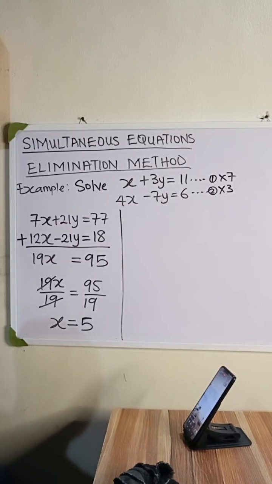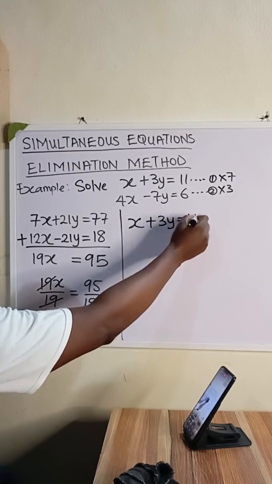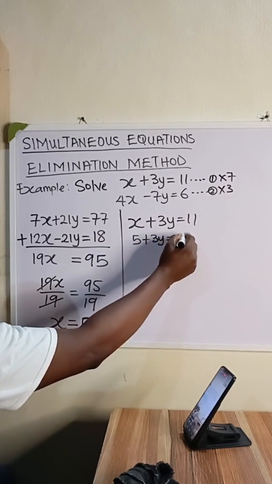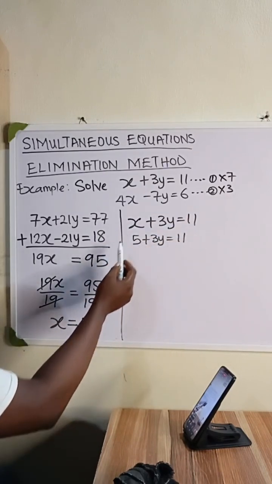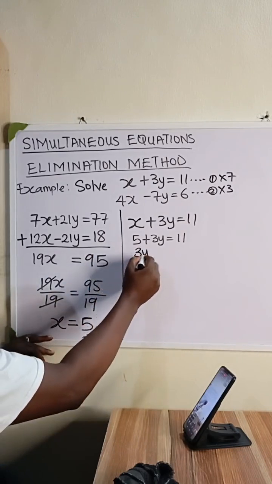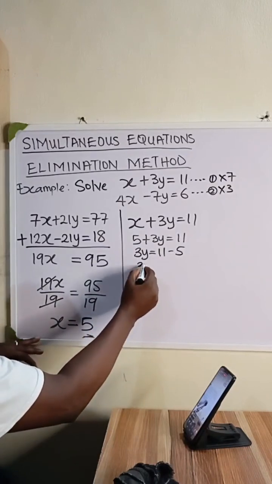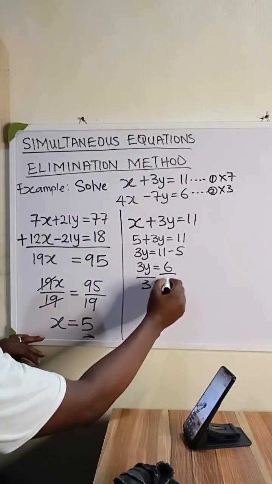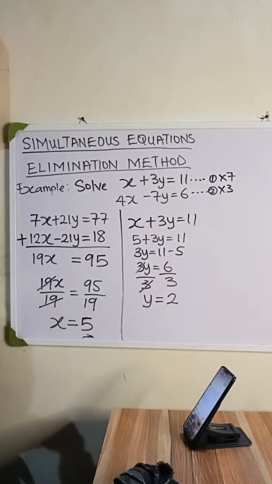Okay, so we substitute x into equation 1. So equation 1 is x plus 3y is equal to 11. But now we know that x is equal to 5. So 5 plus 3y is equal to 11. So moving 5 to the right, the invisible positive sign changes to negative. So we have 3y is equal to 11 minus 5. 11 minus 5 will give us 6, so 3y is equal to 6. So if we divide both sides by 3, y is equal to 2. Y is equal to 2.